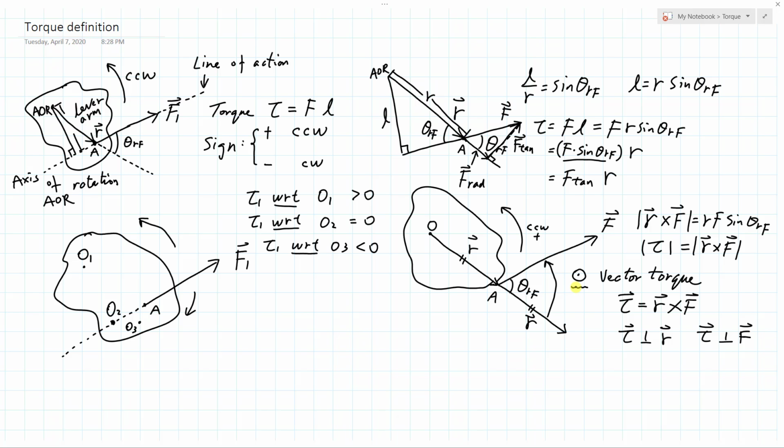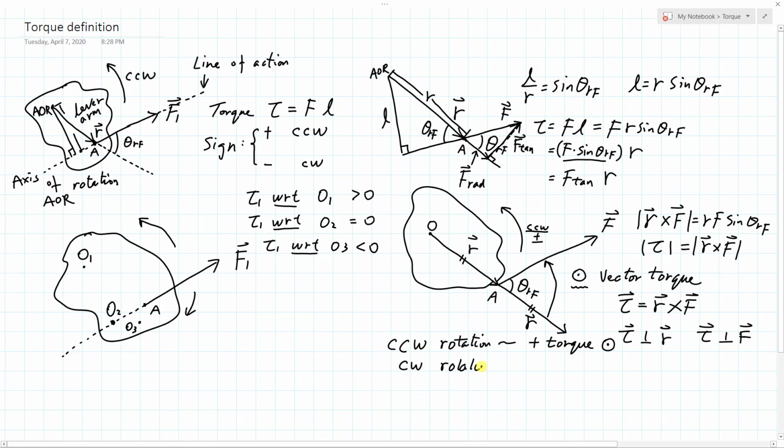So a counterclockwise rotational effect corresponds to a positive torque, and corresponds to a torque that points out of the board. So let's see. Counterclockwise rotation corresponds to positive torque. And the positive torque, which way does it point? Out of the board. And the clockwise rotation is related to a negative torque, and that will be pointing into the board, with the feather tail of an arrow pointing.